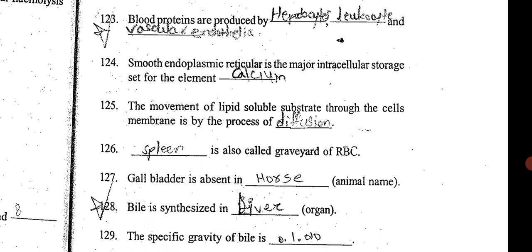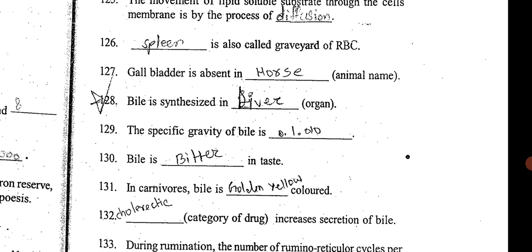Gallbladder is absent in horse. Horse do not have the gallbladder, and gallbladder is the storage site for bile. Bile is synthesized in liver and is stored in gallbladder in the animals that have a gallbladder. Horse do not have gallbladder, so horse cannot store its bile, whereas humans can store their bile that is secreted from liver.